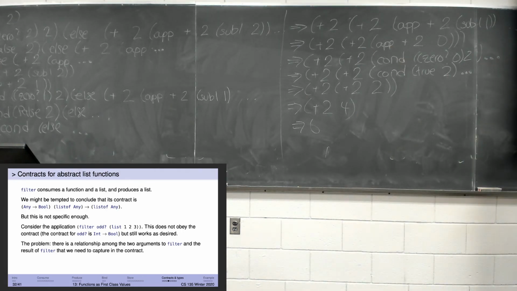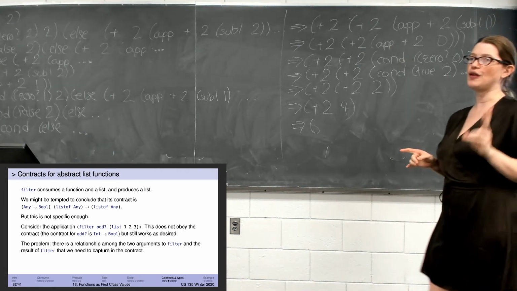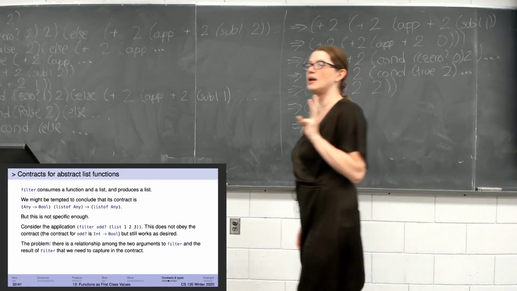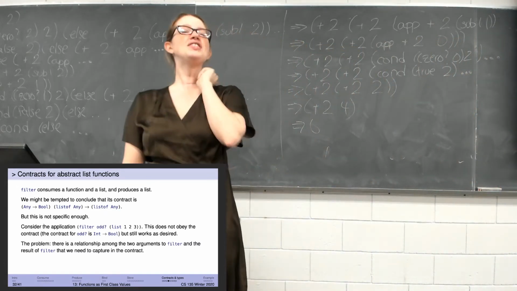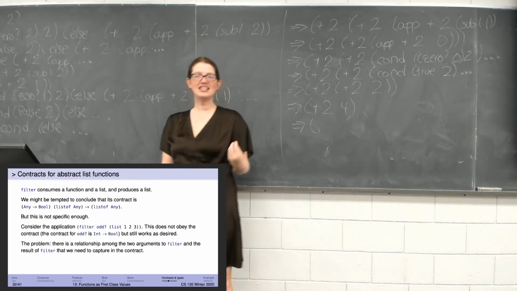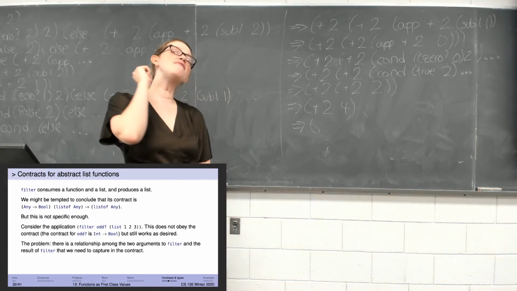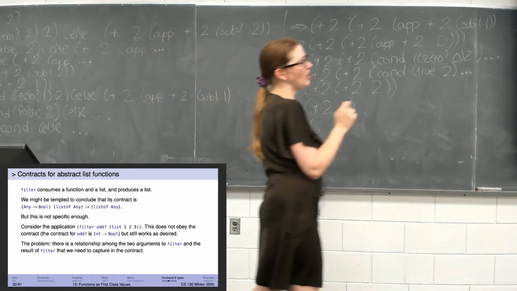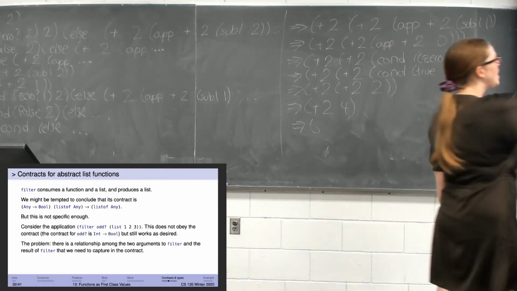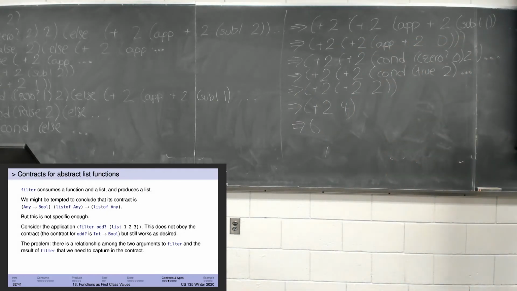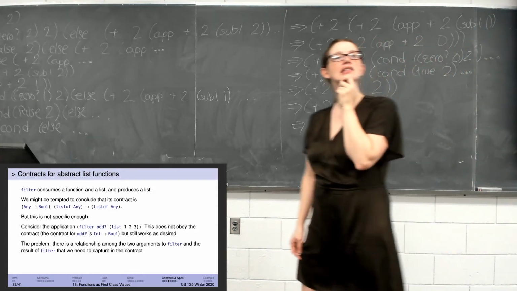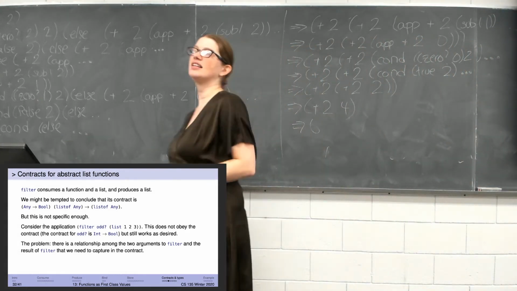What is the contract of filter? Now you know filter takes two things. It takes a predicate, and it takes a list, and it produces a list. But filter is an abstract function. You pass it any predicate and any list, and it produces a list. So it is very tempting then to write the contract of filter as a predicate that consumes any and produces bool, a list of any produces a list of any. This isn't right. This is not accurate.